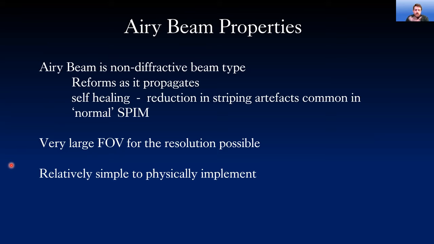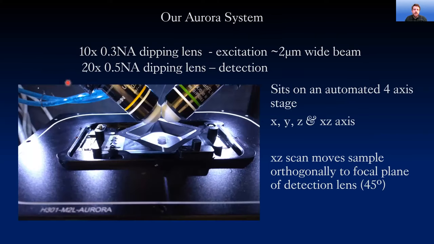So that's particularly beneficial because it's simple to maintain. On the system that we have, you can see a photo here of how the system is configured. You have an excitation lens where the beam is fired out of, and a detection lens where we collect the fluorescence light back through. And we prepare our samples on our little mounts like this.